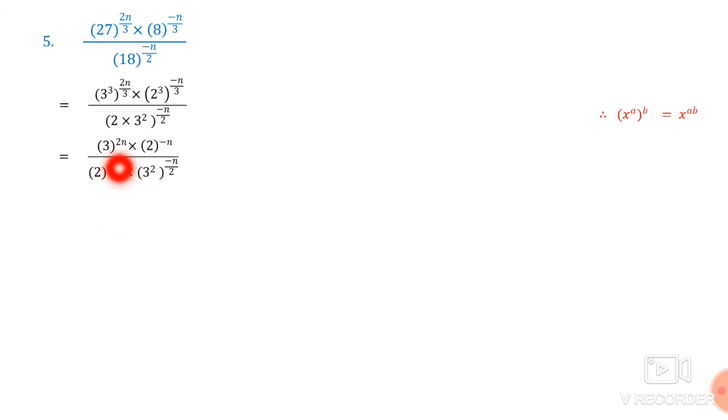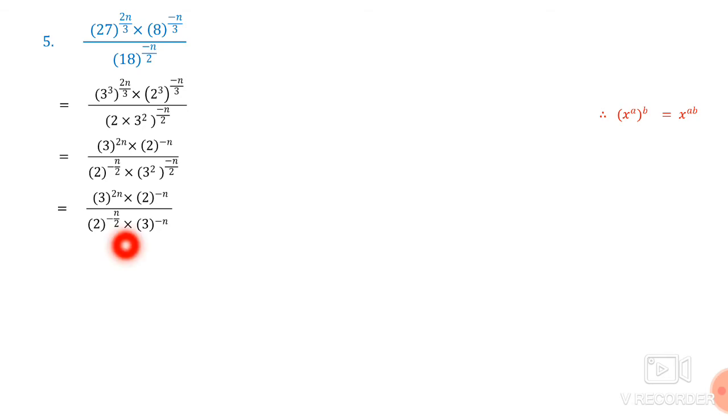So applying the rules, we are left with 3 exponent 2n in the numerator, because this 3 and this 3 will be cancelled out. Same happens here, this 3 and this 3 will be cancelled out, and we have 2 exponent minus n. Here applying the second rule, we have 2 exponent minus n upon 2, 3 square exponent minus n upon 2. Again we can apply the same rule here when we have exponent over exponent. So this 2 and this 2 will be cancelled out. We have 3 exponent 2n, 2 exponent minus n, upon 2 exponent n upon 2, 3 exponent minus n.